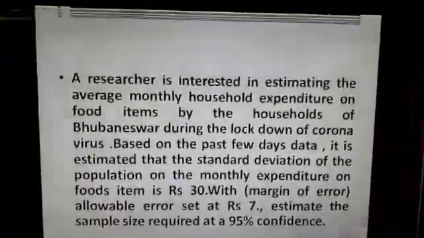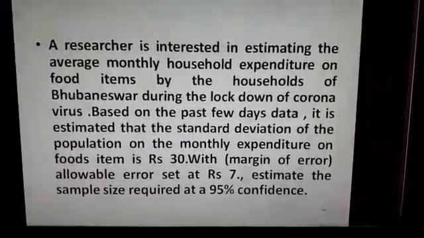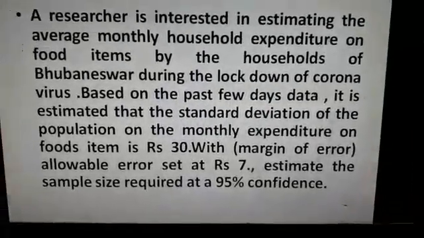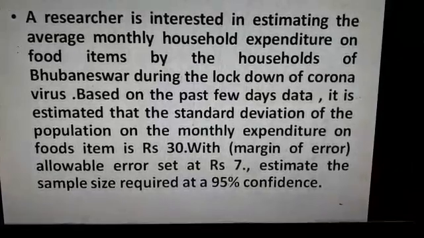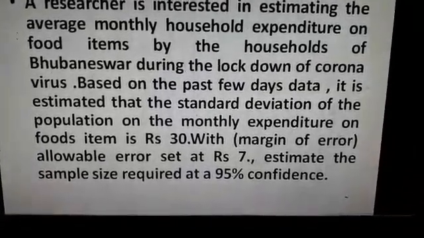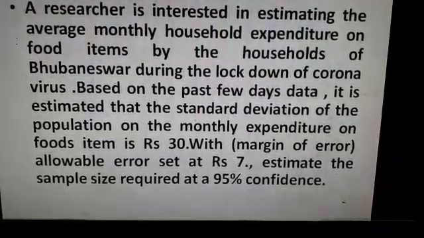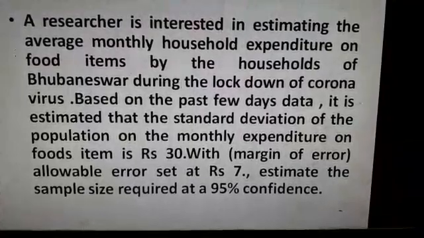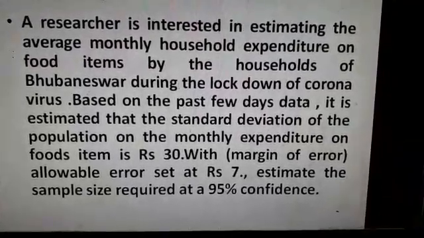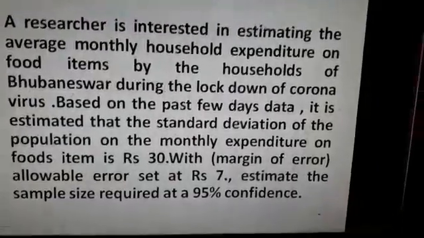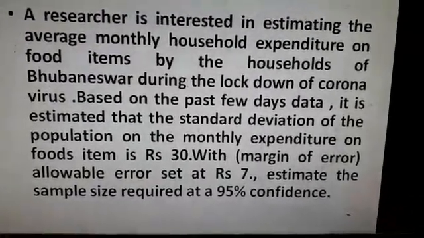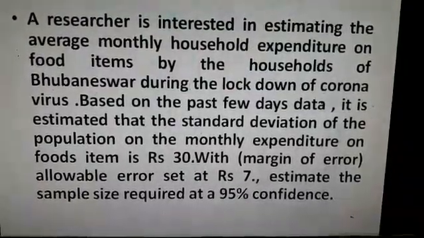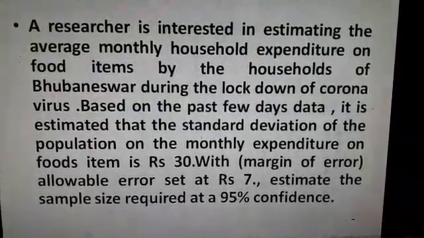Similarly, a researcher is interested in estimating the average monthly household expenditure on food items by the households of Bhubaneswar during the lockdown of coronavirus. Based on the past few days' data, it is estimated that the standard deviation of the population on the monthly expenditure on food items is rupees 30, with a margin of error of rupees 7. So we allow the margin of error of rupees 7, and we found the standard deviation of the population from the previous data, that is rupees 30. Estimate the sample size required at 95% confidence.